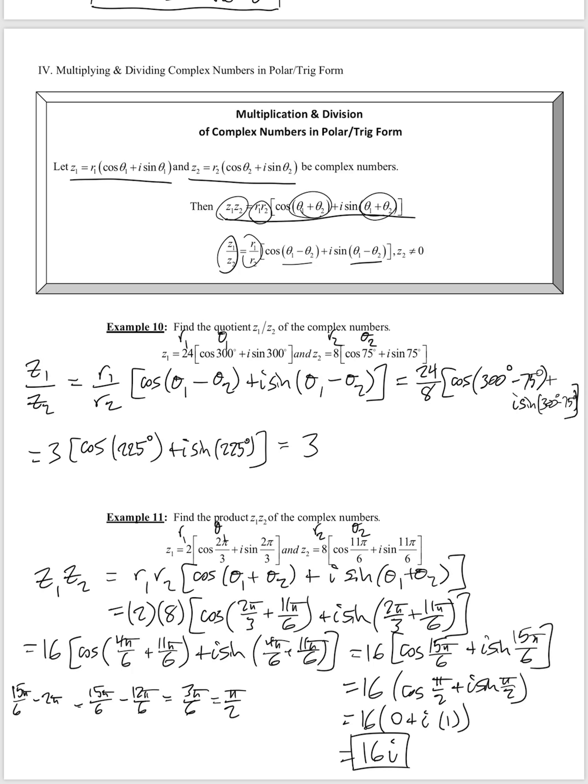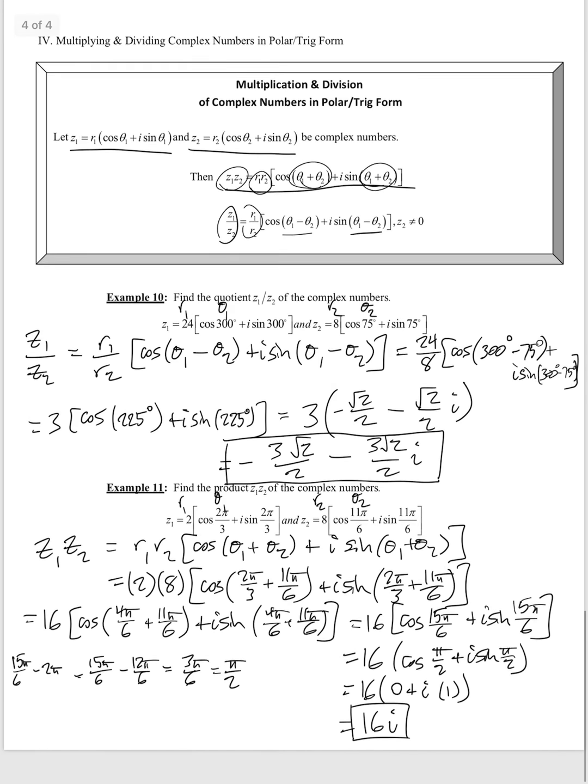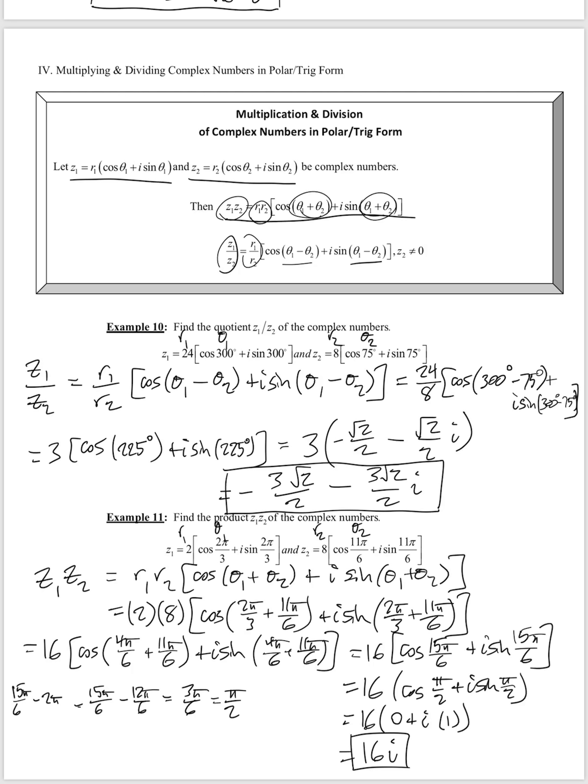Cosine and sine of 225 degrees, let's see, that is in quadrant 3, which means they are both negative. Negative square root of 2 over 2 minus square root of 2 over 2 times i. Multiply by 3. And that is the quotient, what I would get when I divide these two complex numbers.